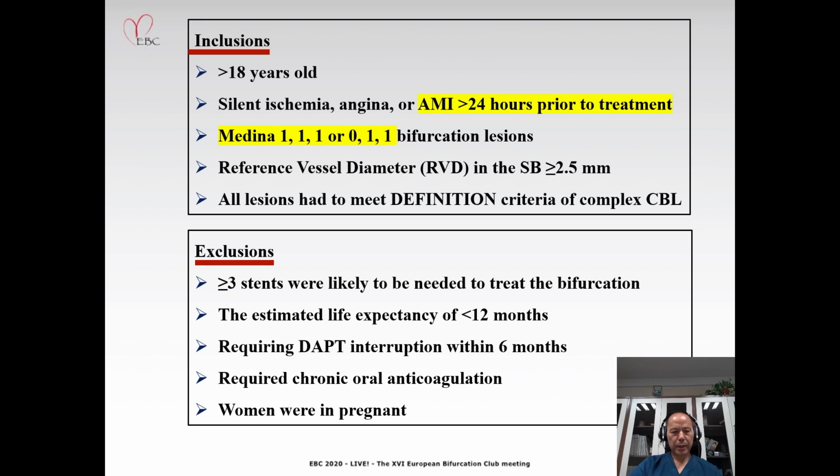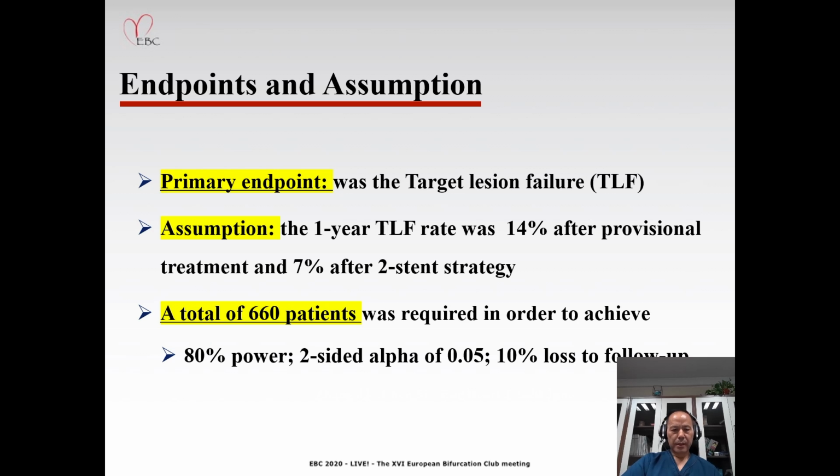These are inclusion and exclusion criteria. Particularly, patients with acute myocardial infarction older than 24 hours were also included in the study. Only Medina 111 and 011, 2 true coronary bifurcation lesions, were studied. The assumption of the study was that the 1-year TLF rate was around 14% after provisional and 7% after systematic two-stent strategy. The primary endpoint was target lesion failure (TLF).